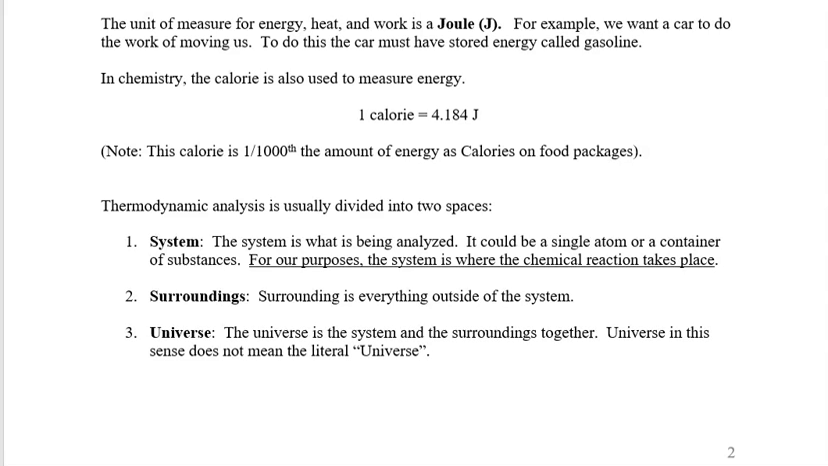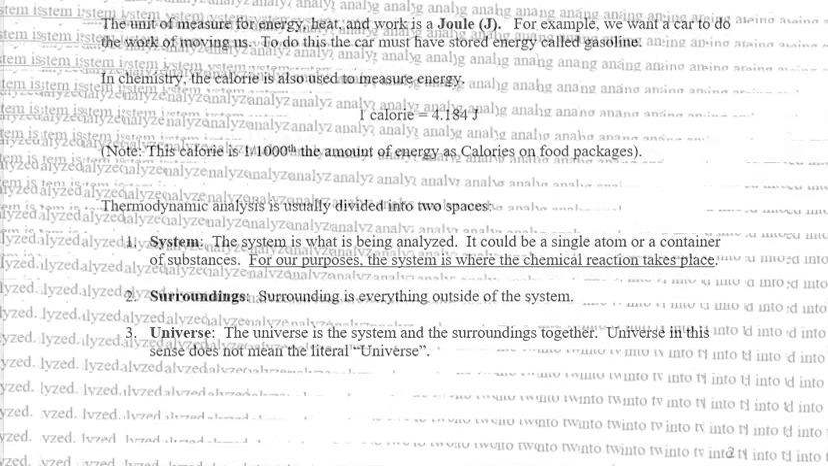When you take the system and the surroundings together, that's called the universe. The universe is the system and surroundings together. It doesn't mean the literal universe of all the stars and planets and galaxies. It just means the container in the lab where we're working, in which the chemical reaction is taking place, that contains both the system and the surroundings. That's what we refer to as the universe.